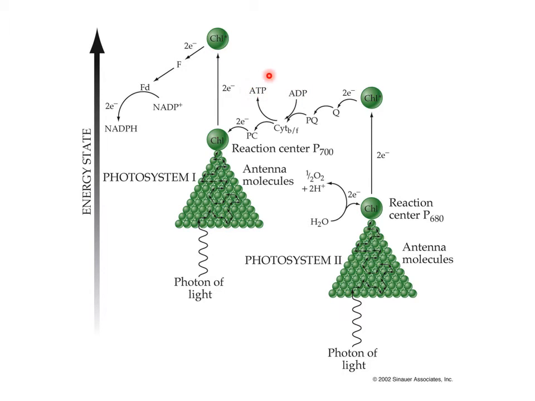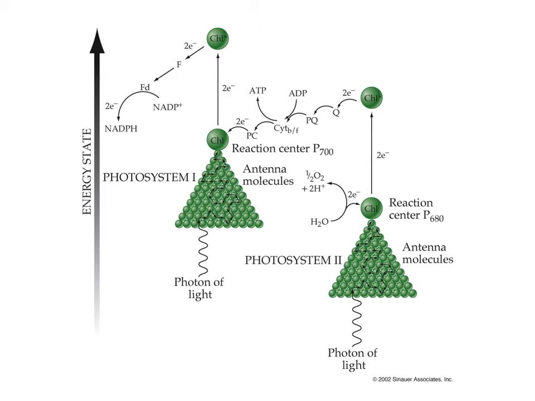So this is the first high energy molecule produced by these light reactions of photosynthesis. The final electron acceptor as part of photosystem 1 is NADP+. And so by accepting an electron, that molecule is reduced to NADPH, which is the second high energy molecule produced by the light reactions of photosynthesis.